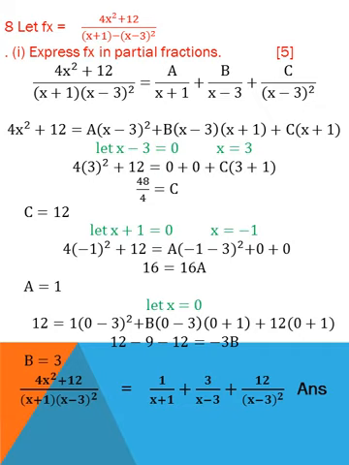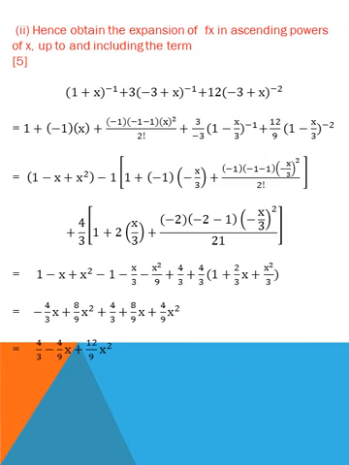Now you can let any value of x to find the value of b, 0, 1, 2, 3, 4, 5, 6, whatever else, but 0 is very easy and comfortable to solve. When I put x is equal to 0 in the equation 4x square plus 12 is equal to a into x minus 3 whole square plus b into x minus 3 into x plus 1 plus c into x plus 1, with c is equal to 12 and a is equal to 1, I find that b is equal to 3. Hence the partial form is 1 over x plus 1 plus 3 over x minus 3 plus 12 over x minus 3 whole square.